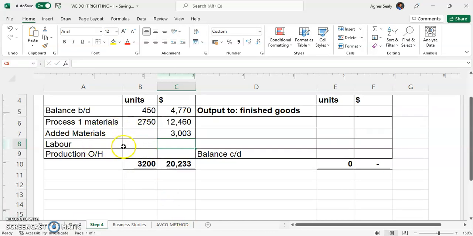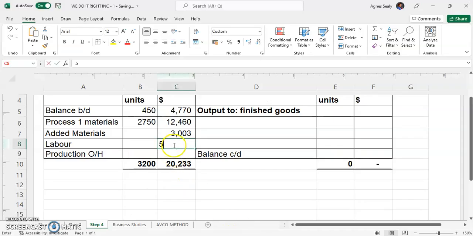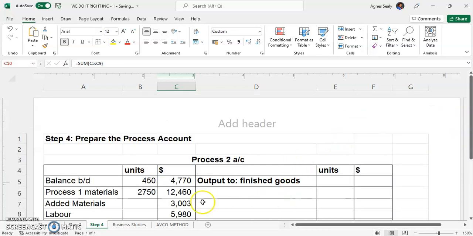The value of labor for this 2,750 units is $5,980, and production overhead is $2,108. So here on our debit side, we have our total units of 3,200 units, and the total cost is $28,321.